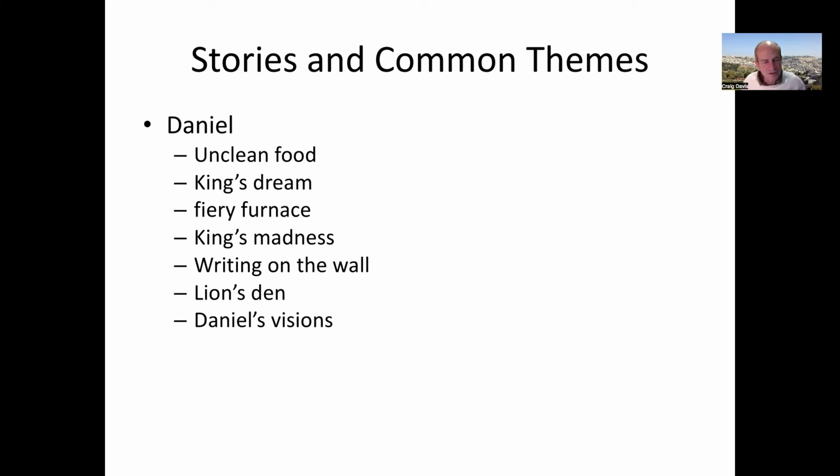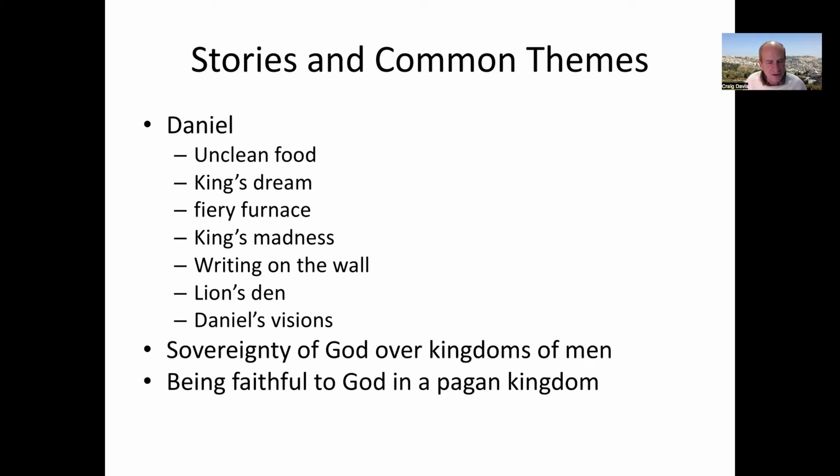But what they have in common is that there's two themes that get repeated. Every chapter really repeats the idea in some way of teaching the sovereignty of God over the kingdoms of men. In this case, these would be pagan Gentile kingdoms, but it really is teaching over all the kingdoms of men. That's the message, like in every chapter in Daniel, including in the stories. And then also, as far as the character of Daniel and his friends, there's the message about being faithful to God while living in a pagan kingdom. The message is, you can do it. Here's an example of how to do it.